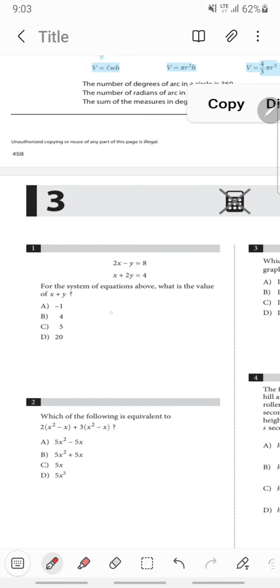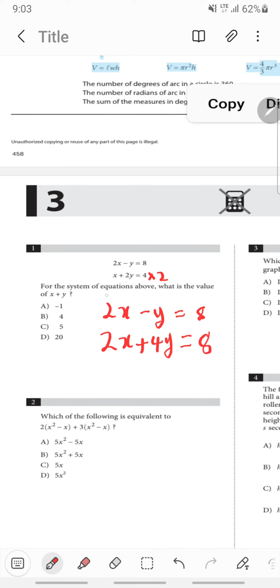Now look at it. I have to make the coefficient of x the same. You can see in the first equation it is 2, but in the second equation it is 1. So I want them to be the same, so I will multiply equation 2 by 2. I will write it as 2x minus y is 8, then 2x plus 4y is 8.